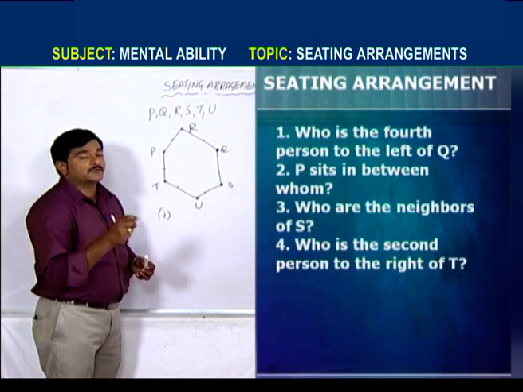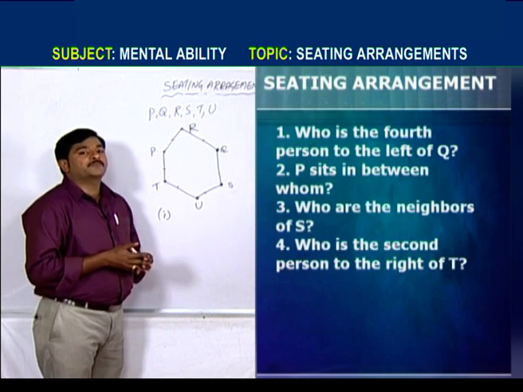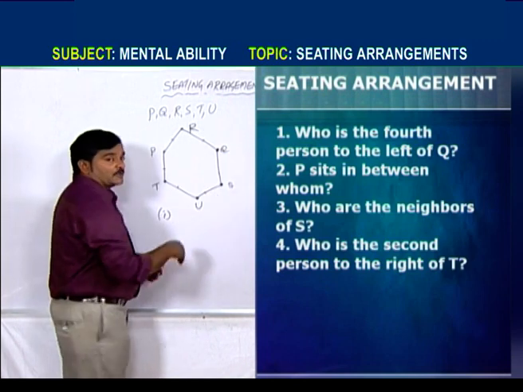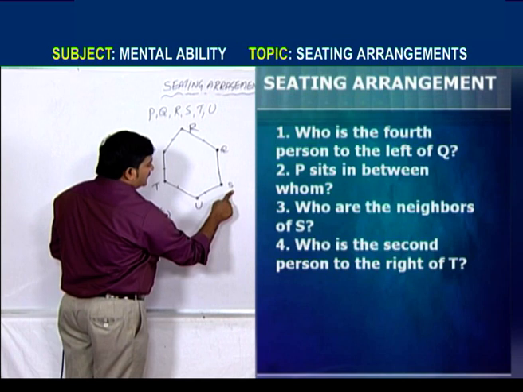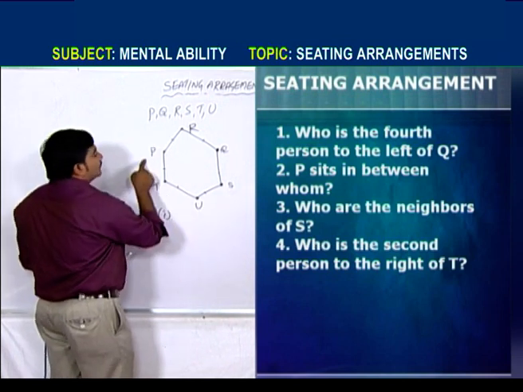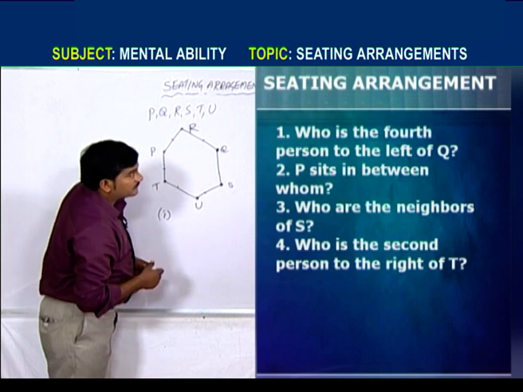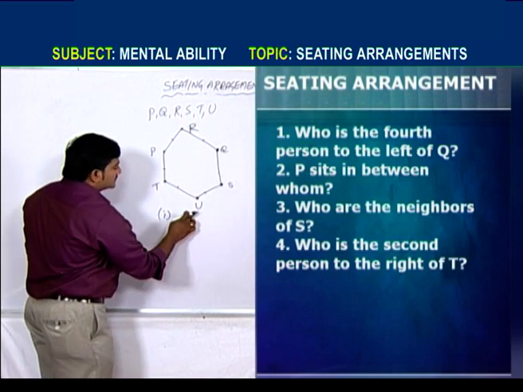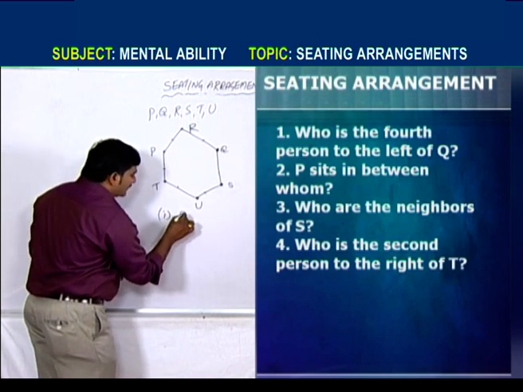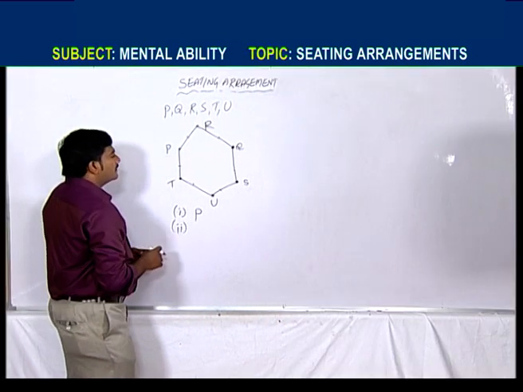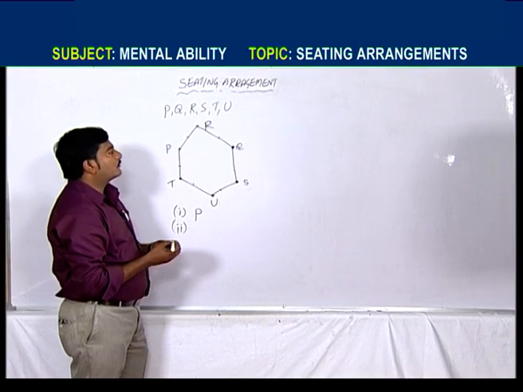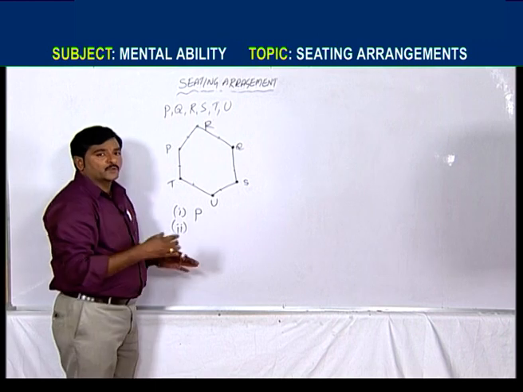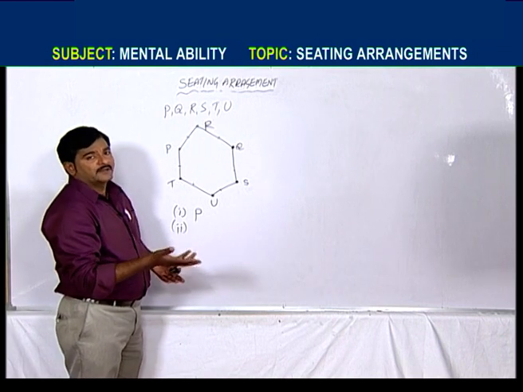Who is the 4th person to the left of Q? So this is Q. Q is facing towards the center. So first left, second left, third left and fourth left. He asked us to find the fourth left. Obviously, what is your answer? P. P is the 4th person to the left of Q. After the arrangement, these questions are very easy. Questions may also ask who sits in between, or right of, left of, something.